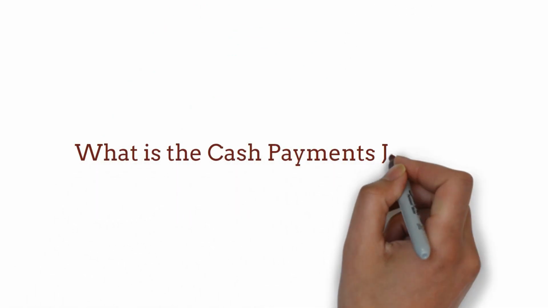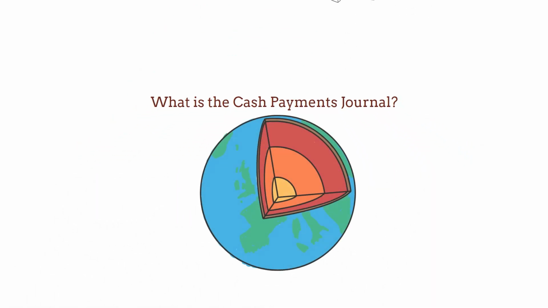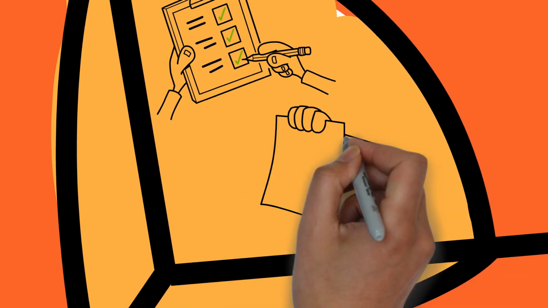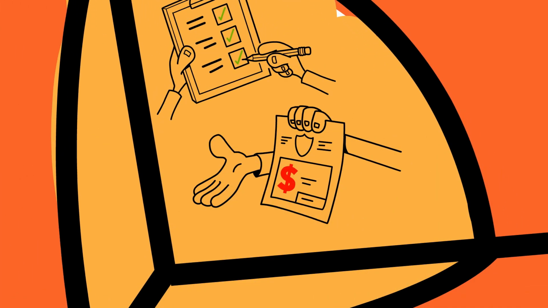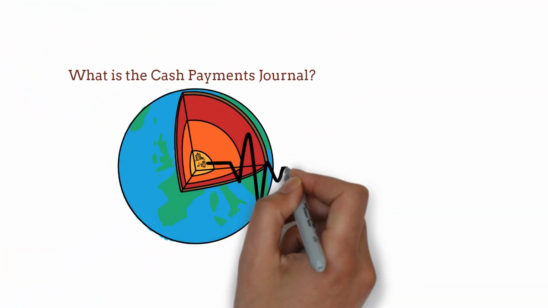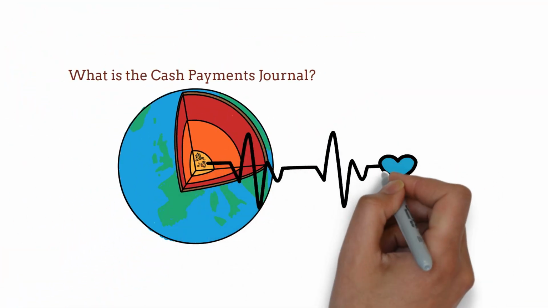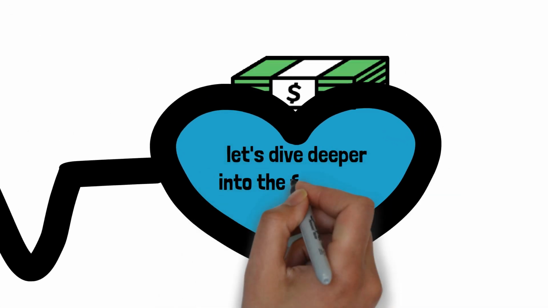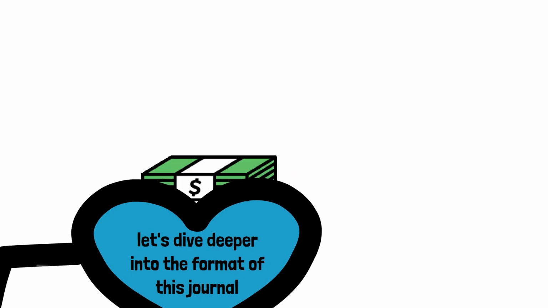What is the Cash Payments Journal? At its core, the Cash Payments Journal is a simple but essential tool for businesses to record all their cash expenses. Picture it as the heart of your financial operations, pulsating with the rhythm of every dollar your business spends during a specific period. Now, let's dive deeper into the format of this journal.